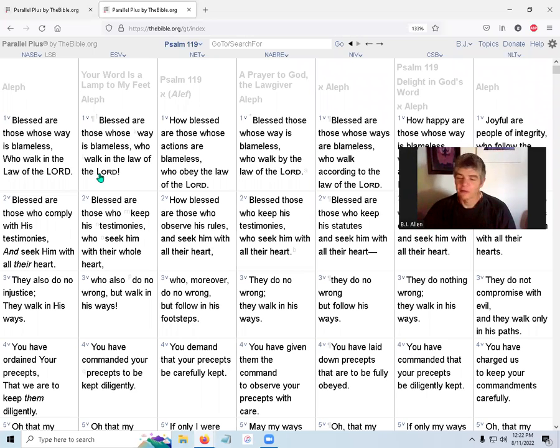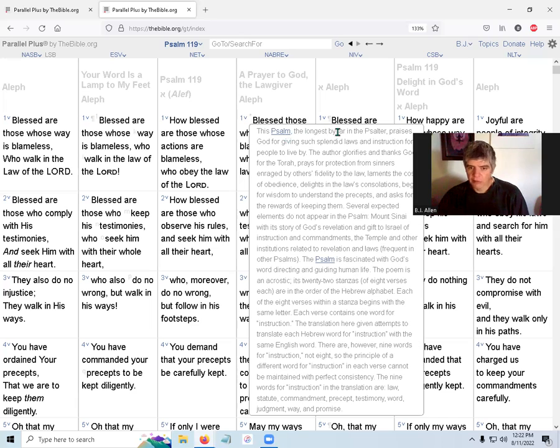All right, look at this. Every single version has a subheading: Aleph. I usually hear Aleph. Whoa, okay, right here. I just saw, what was that? The NIV had a, oh, it's the NABRE. The Psalm, the longest by far in the Psalter.